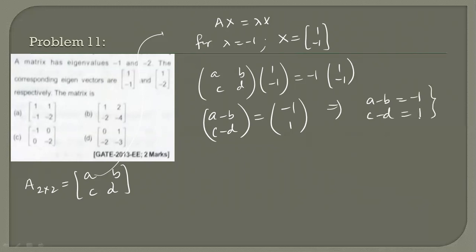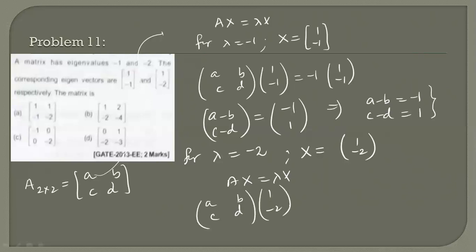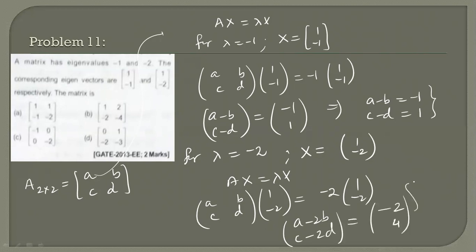Similarly, we will get another equation from the other eigenvalue. For lambda equal to -2, the eigenvector is given to you, 1, -2. Now use this Ax equal to lambda x. It means A, B, C, D times 1, -2 is equal to -2 times 1, -2. In this case, you will get A minus 2B, C minus 2D equal to -2, 4. If you compare here, you will get A minus 2B equal to -2 and C minus 2D equal to -4.